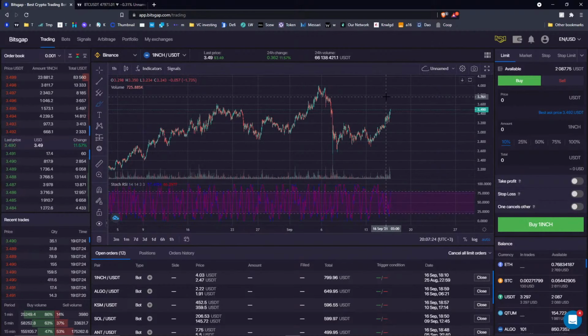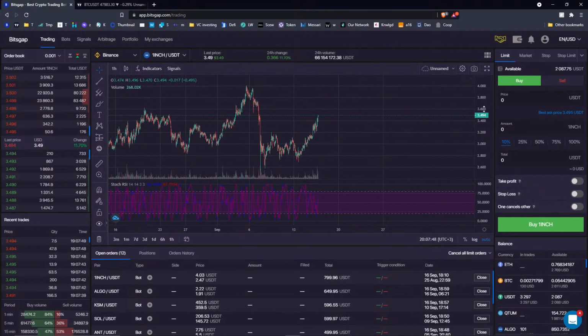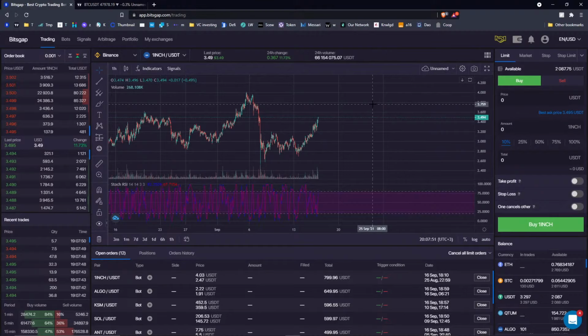So let's say I have 2 coins in the list, and I have only $100 that I want to allocate either to 1inch or to OXT, for example. The first one that hits my price is going to be added to my portfolio. And of course, I want to cancel out the other one because I already spent the $100 that I wanted to allocate either to this coin, 1inch, or OXT.